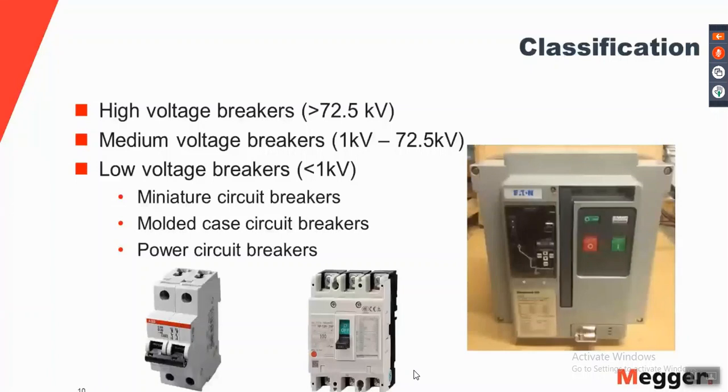Low voltage breakers are further classified into miniature circuit breakers, which is what you typically see on the distribution panels at your homes. Molded case circuit breakers are used in relatively low current applications in industries. Then there are power circuit breakers, which are the big rack in and rack out breakers that you see here on the right. These are used in industries as well.